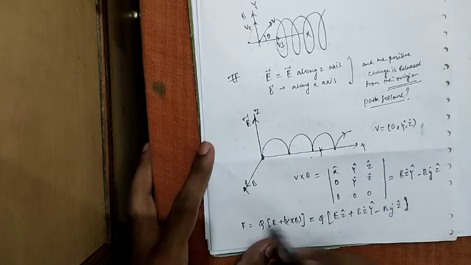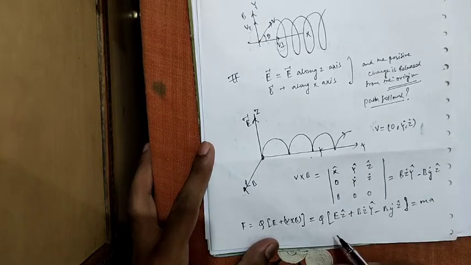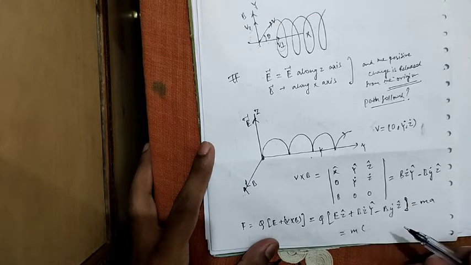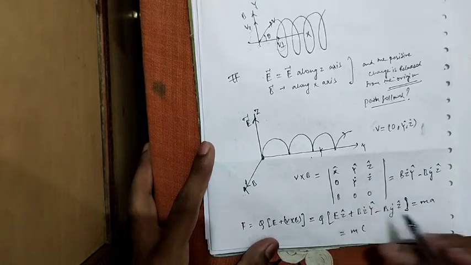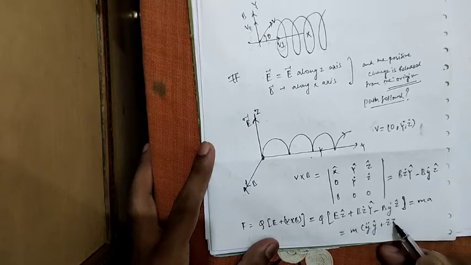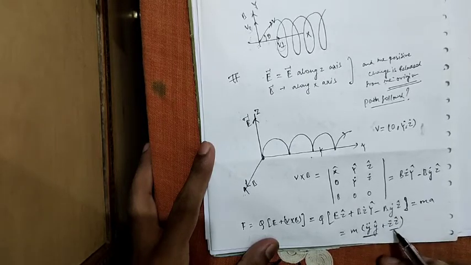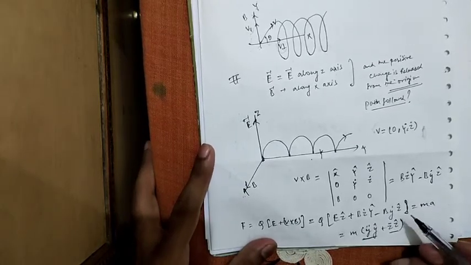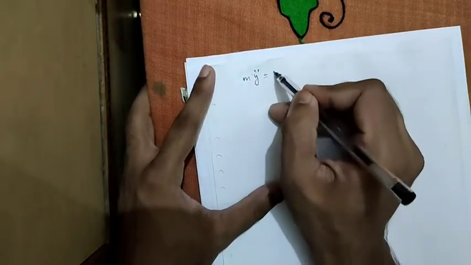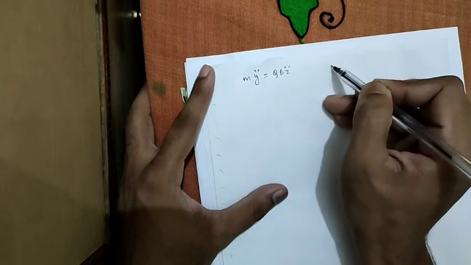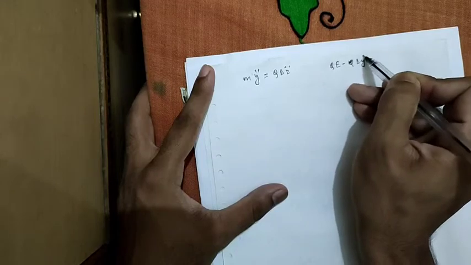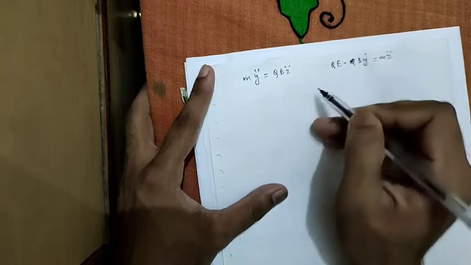As this is a force, by Newton's second law it is equal to ma, and acceleration is only along the y and z axes, with no motion along the x axis, so I am including here m y double dot y cap plus m z double dot z cap. On comparing both the y cap and z cap components to the Lorentz law equation, m y double dot is equal to qB z dot, and the other one was m z double dot equal to qE minus qB y dot.